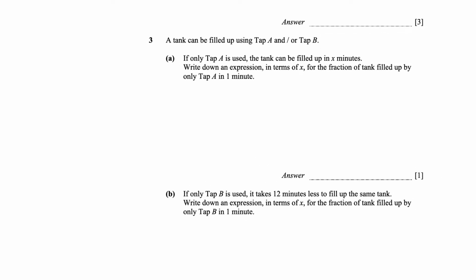You can just say that, for tap A, one full tank can be filled up in X minutes. And now they're asking, in 1 minute, how much of the tank can be filled up? They're directly proportionate, so the bigger the tank is, the more minutes you have. So this is divided by X to get 1. So you just divide by X as well: 1 over X.